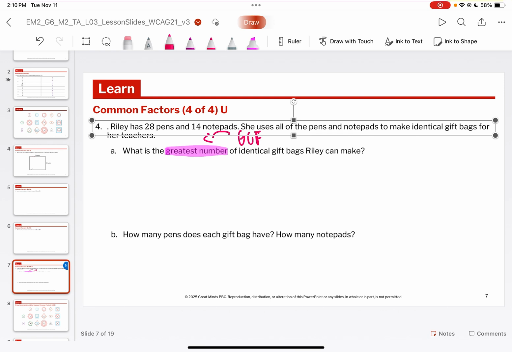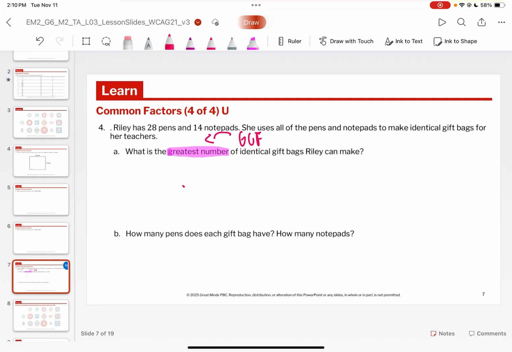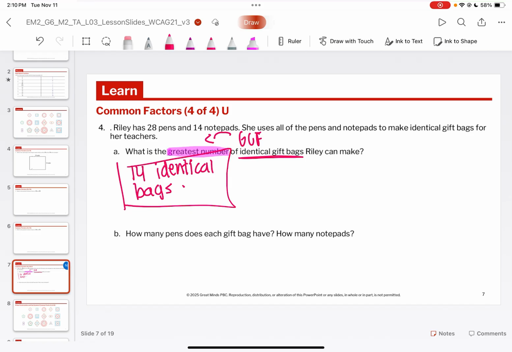1. Number 4. We don't have a 21, right? Oh, we do? Oh, who's 21? Oh, that's who I called first. Okay, go. How many identical gift bags can Riley make? Good, 14 identical bags. I saw quite a few put 7, but is that the greatest number they share? No. It's less than 14. Awesome. Go get a ticket, Jackson. And you can get a ticket too, Braylee, for saying that.